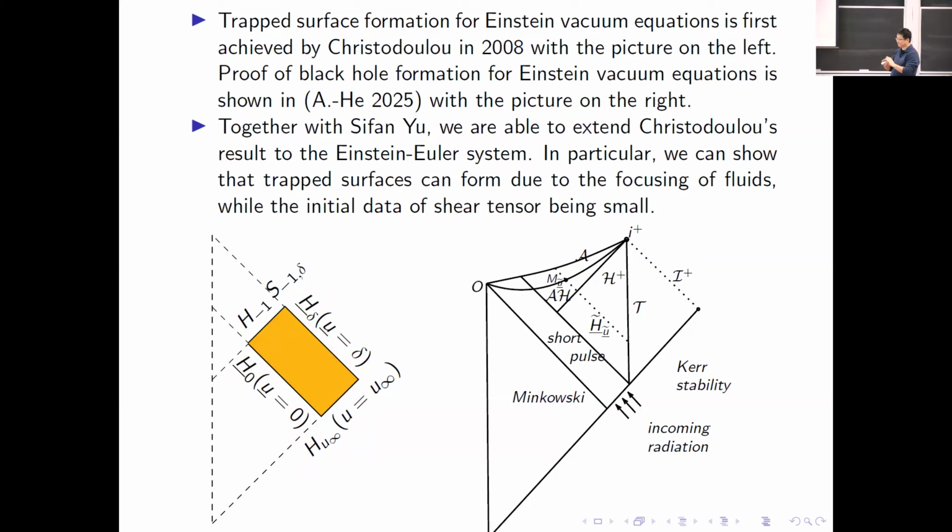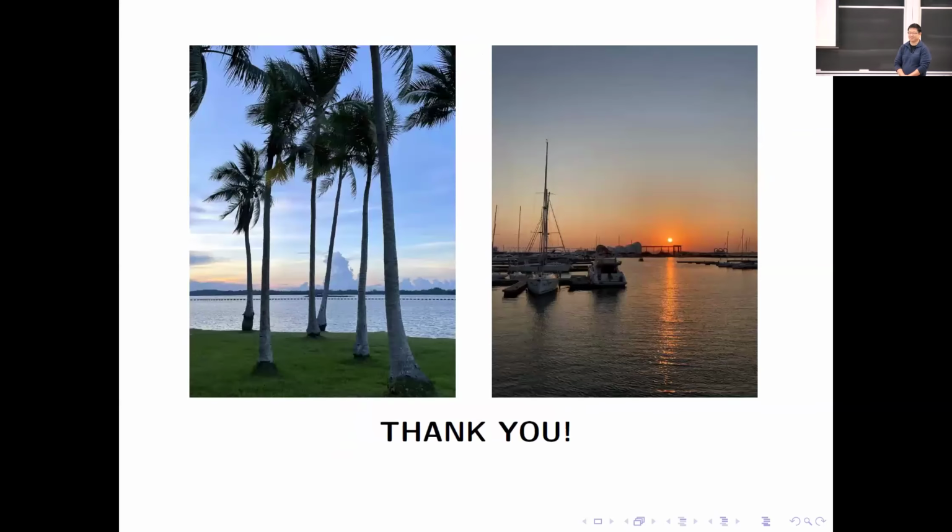But here we want to do something different. We want to do something more physical, which is we hope that the fluid would be dominant, at least for the initial data, and the shear tensor to be perturbative, right? And so this would be the result. I hope that with Sifan we can have the paper ready within this year. And I think we end the talk here. Thank you.